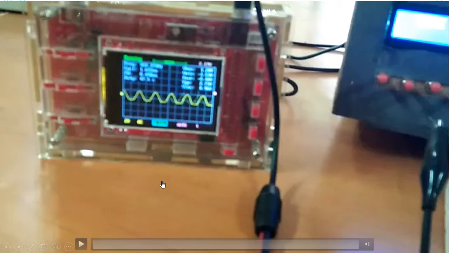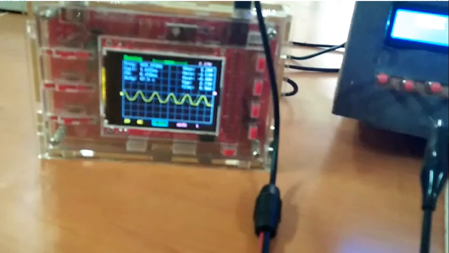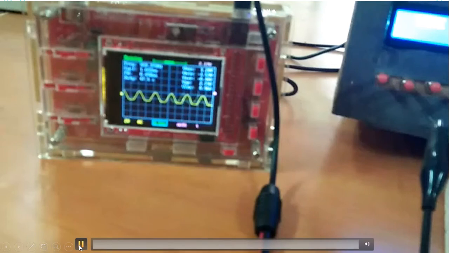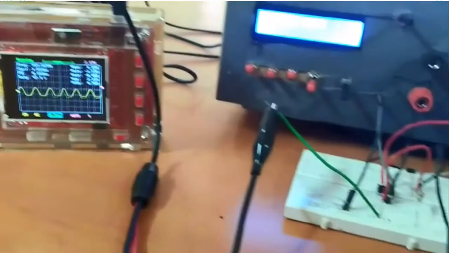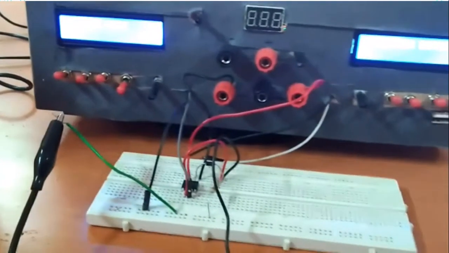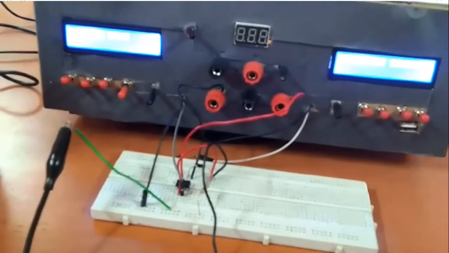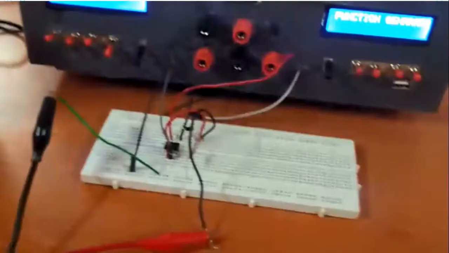We have conducted an experiment in analog electronics lab using our function generator module, that is half wave rectifier, and we have got the output. An input of 1 kHz is given and we have got the half-wave rectified output.